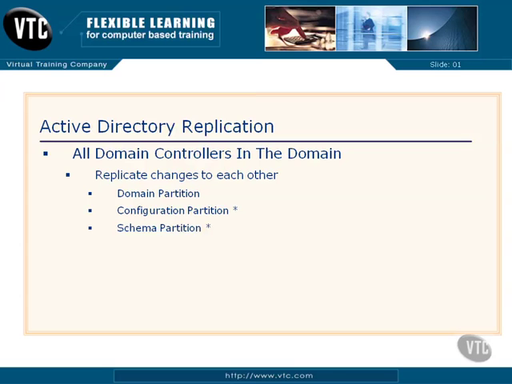The schema partition is the same way. The schema partition is what keeps up with the object classes and their attributes, and it gets replicated to all domain controllers within the domain and to all domain controllers throughout the forest. The application directory partition, we mentioned, can be set up specially for software applications that utilize Active Directory functionality.